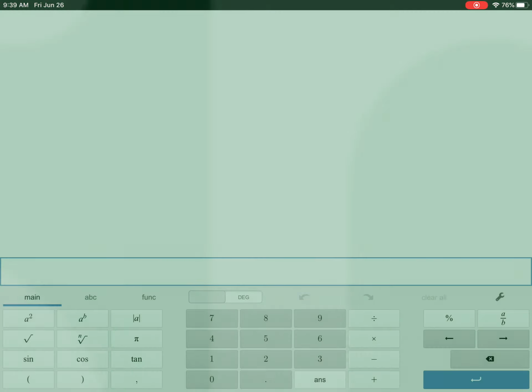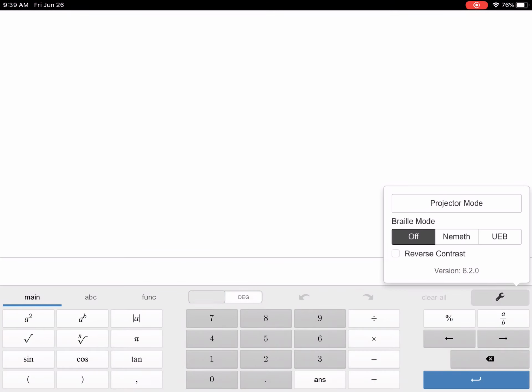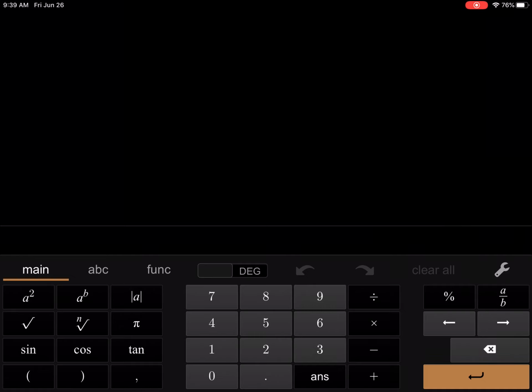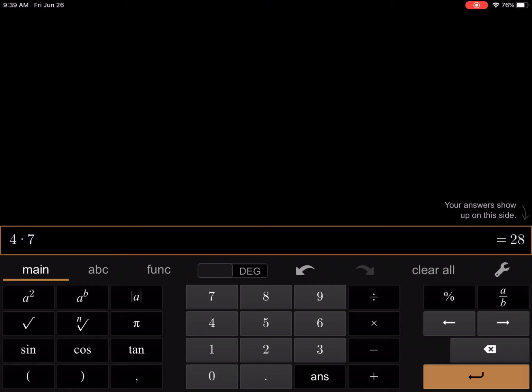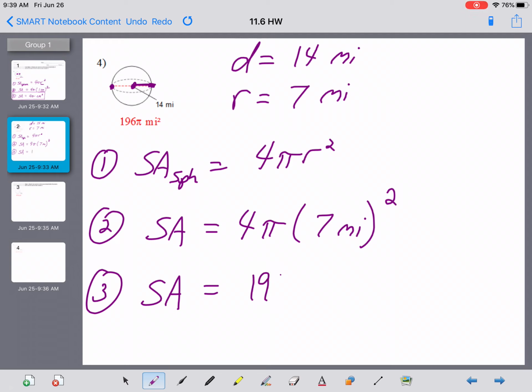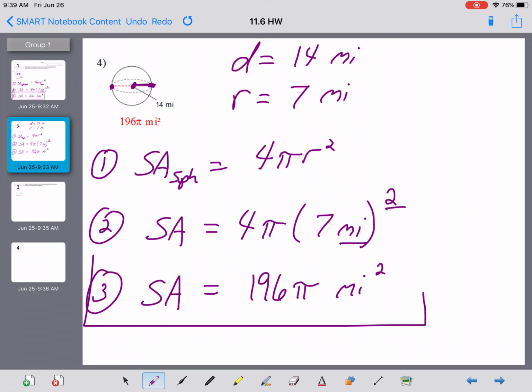So I'm going to multiply. Oh, nuts, I got to do all this again. Hang on. All right, gotcha. So I wanted to multiply 4 times 7 squared, and that's it, guys. The 196 tags right along there. So we got a 196. Just stick the pi at the end, and the only units we had to worry about were miles, which get squared to make square miles, and that's it for problem number 4.